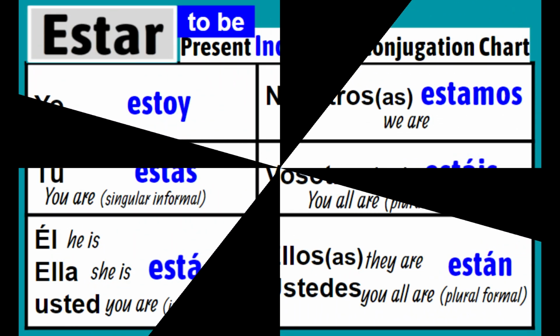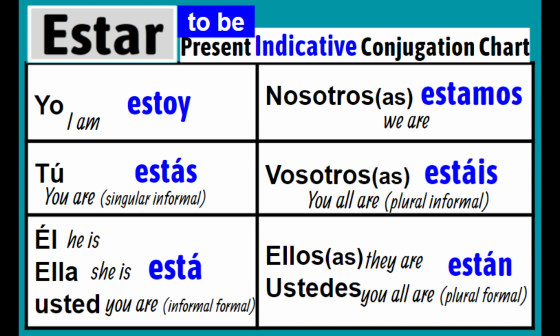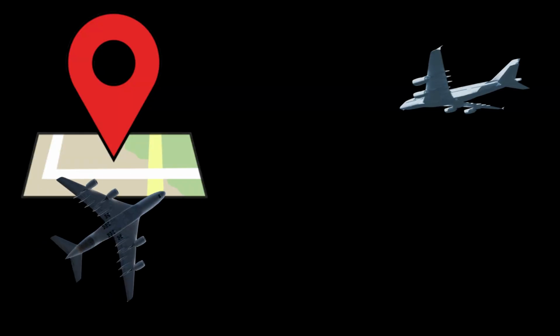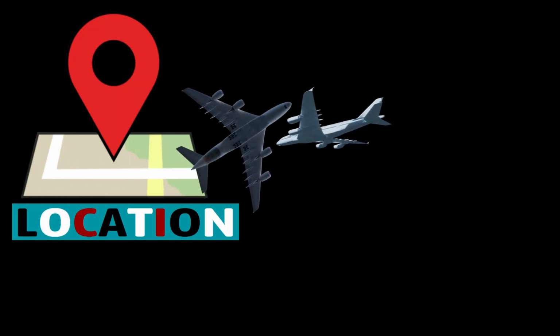Here is the conjugation chart of the verb estar in the present indicative. Listen and repeat after me. Yo estoy. Tú estás. Él está. Ella está. Usted está. Nosotros estamos. Vosotros estáis. Ellos están. Ustedes están. Use estar to talk about location.